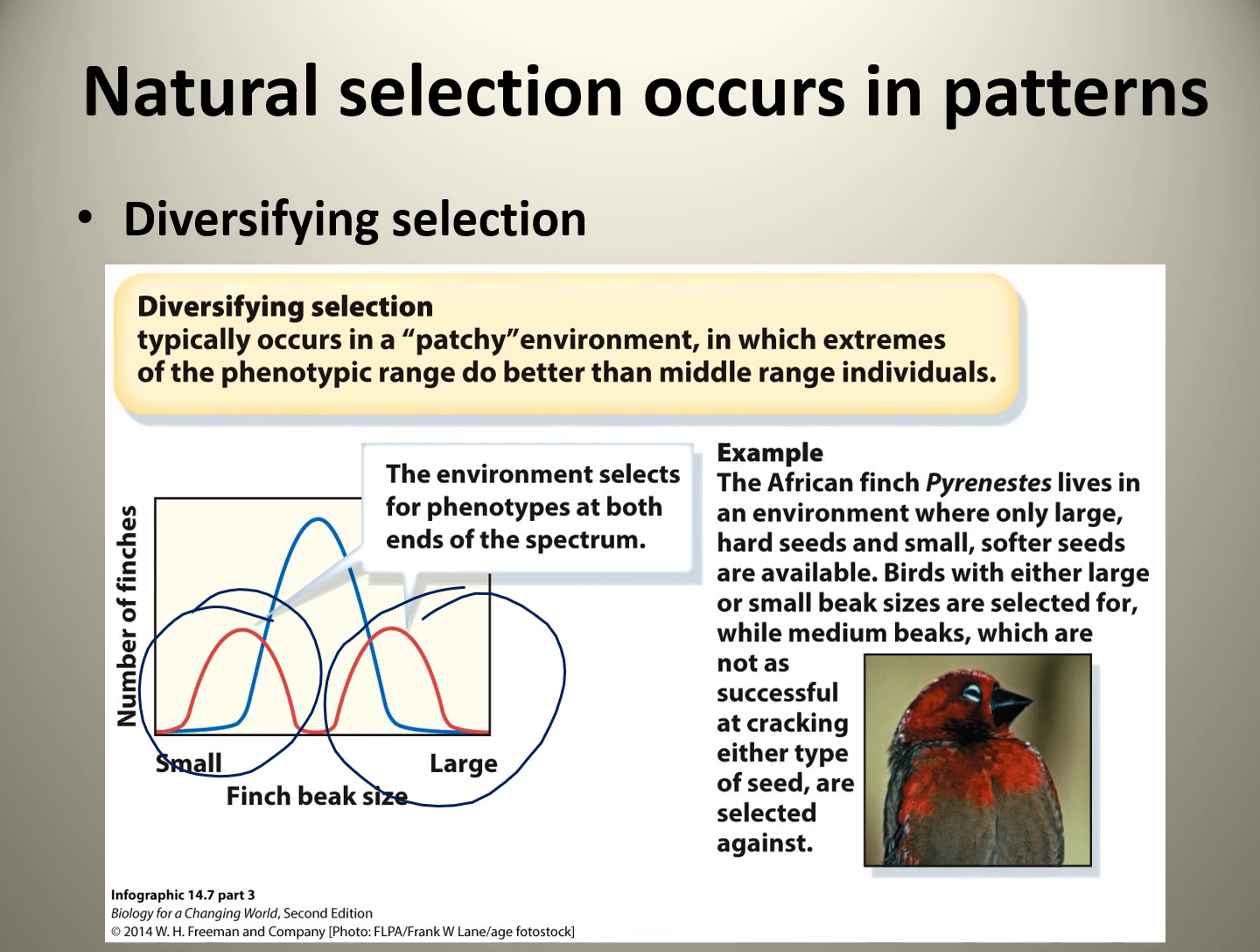We're favoring both extremes of the range, whereas those medium finches aren't going to do as well because they don't have food that they would prefer and that they would be better at eating. Okay, so that's diversifying selection.